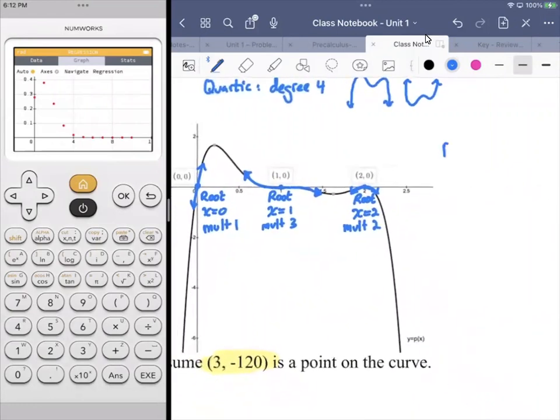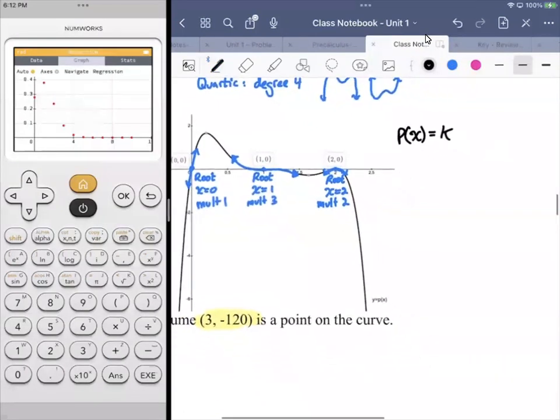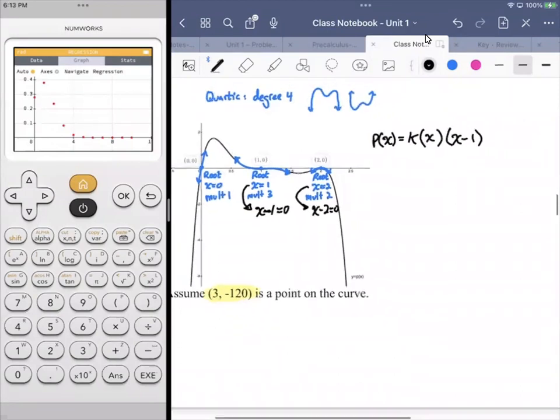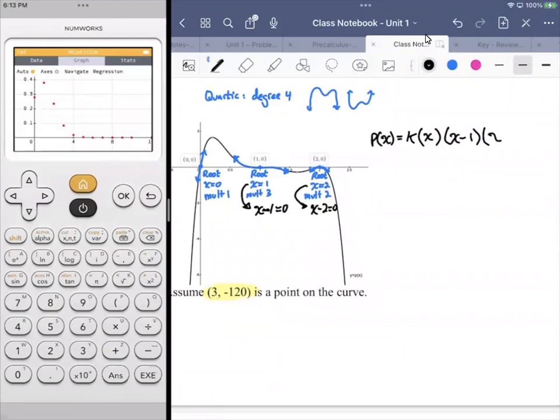So when I say P of X, I can go back to black now. P of X is equal to K times a bunch of factors. The factor corresponding with X equals 0 is just X. The factor corresponding with X equals 1, that's X minus 1 equals 0, so X minus 1 would be the factor there. And X minus 2 equals 0 gives you a factor of X minus 2.